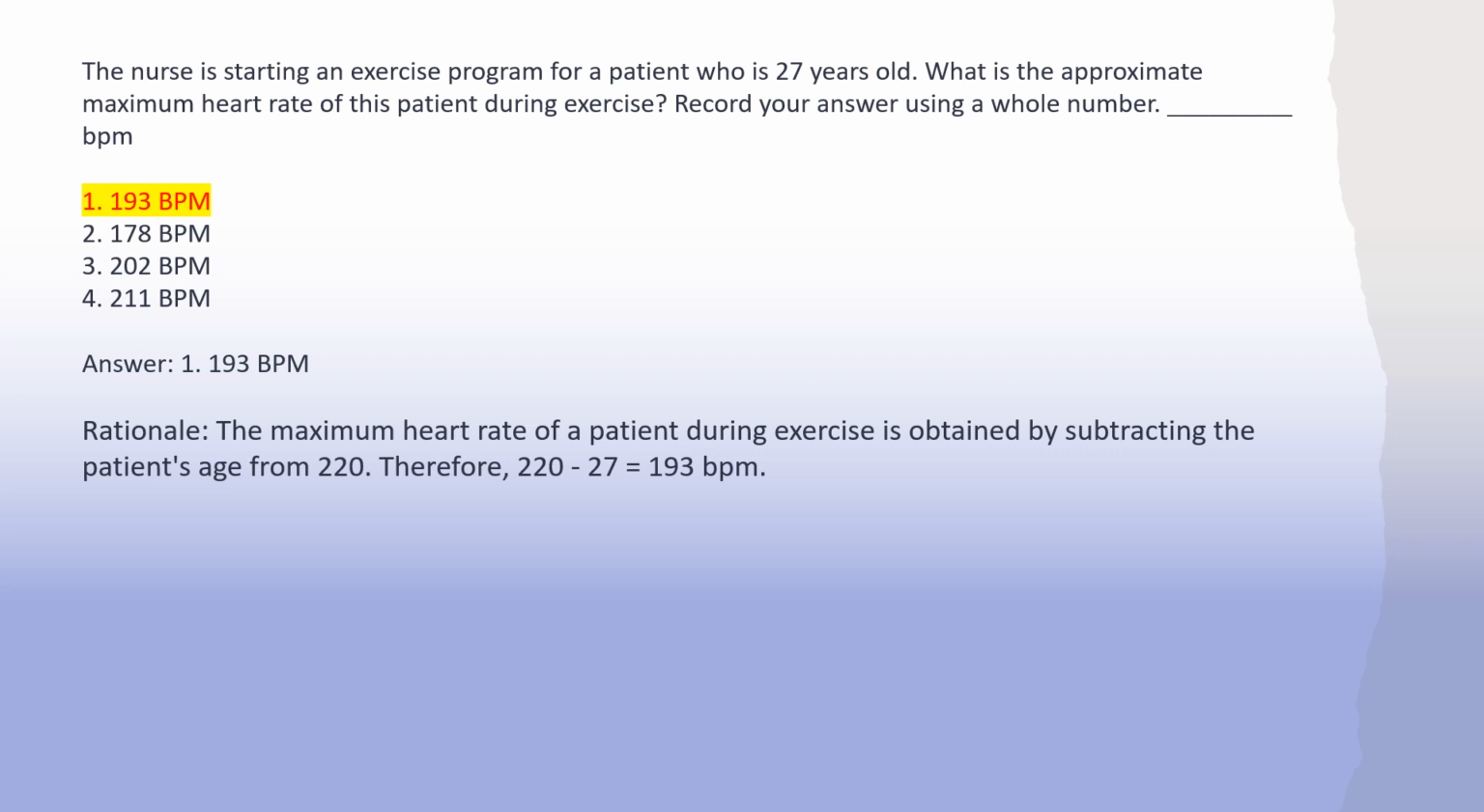Answer: 1. 193 BPM. Rationale: The maximum heart rate of a patient during exercise is obtained by subtracting the patient's age from 220. Therefore, 220 minus 27 equals 193 BPM.